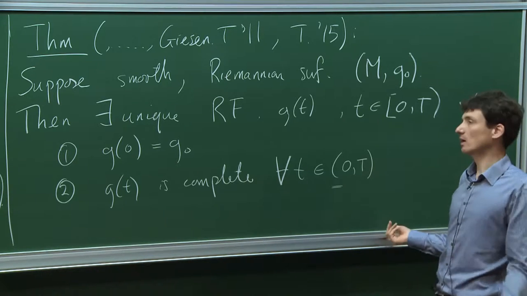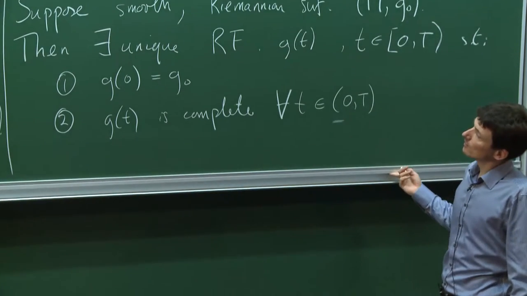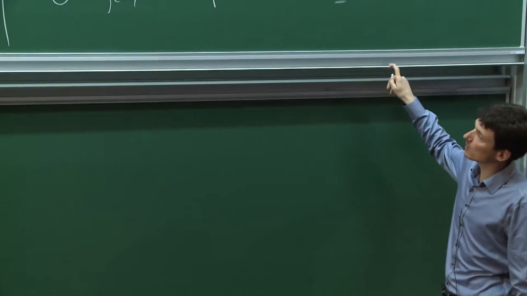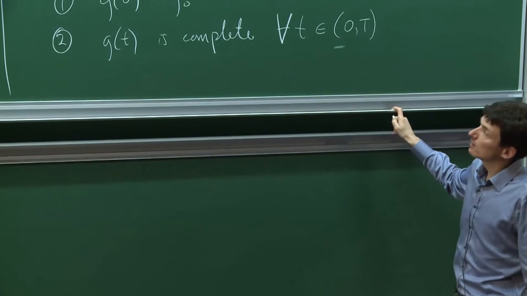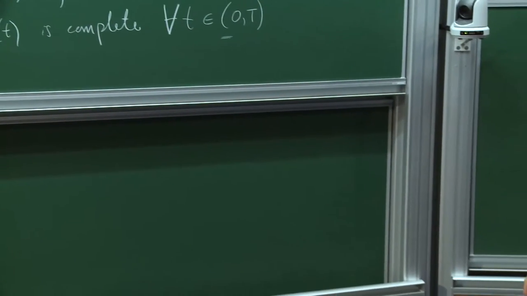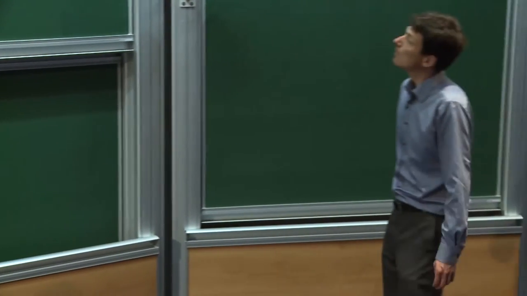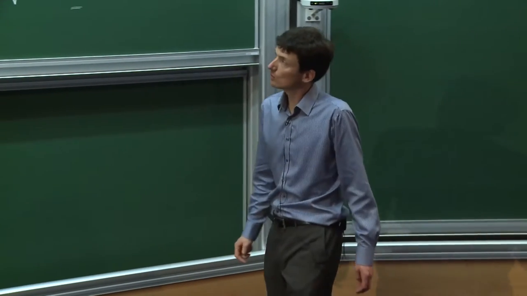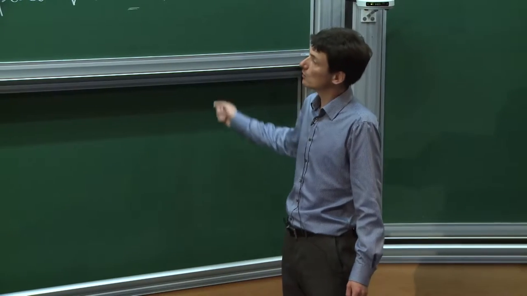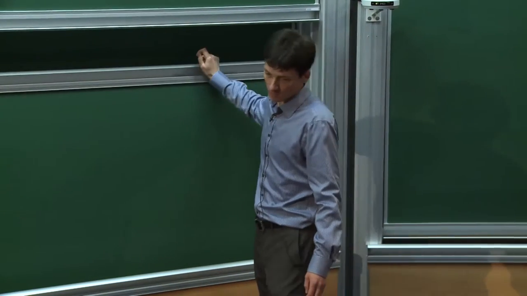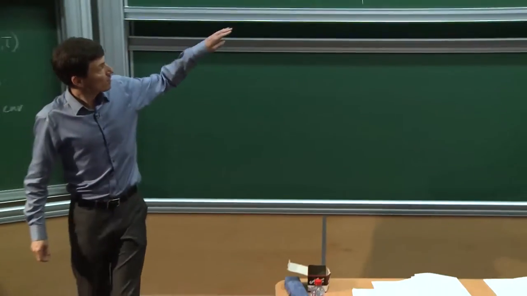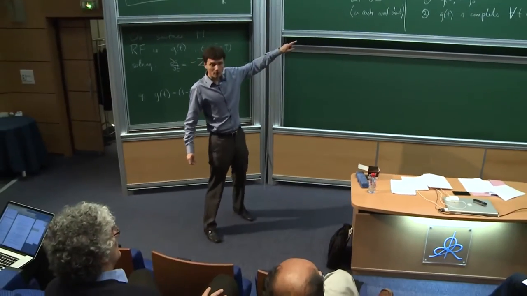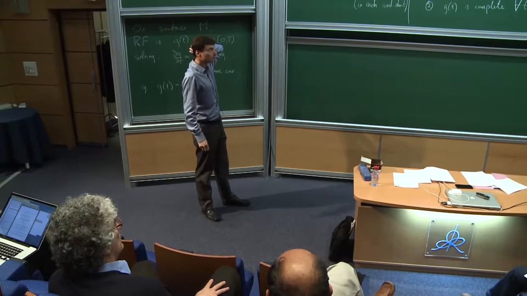So that seems like existence and uniqueness, but it's a little bit weird if you think about it, because this is dealing with an equation which typically has a lot of non-uniqueness, and it's dealing with some situations that you don't normally consider. So I'll give you some examples in a second. Without completeness, you might not have uniqueness? Without completeness, you certainly don't have uniqueness, for sure.